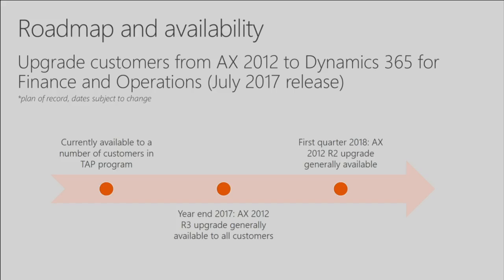And as 2018 comes, we're planning to add support for more versions of AX 2012. We'll start with R2. We are also thinking of a program to upgrade from 2012 to Dynamics 365 for operations on-premise as well, also sometime during 2018.